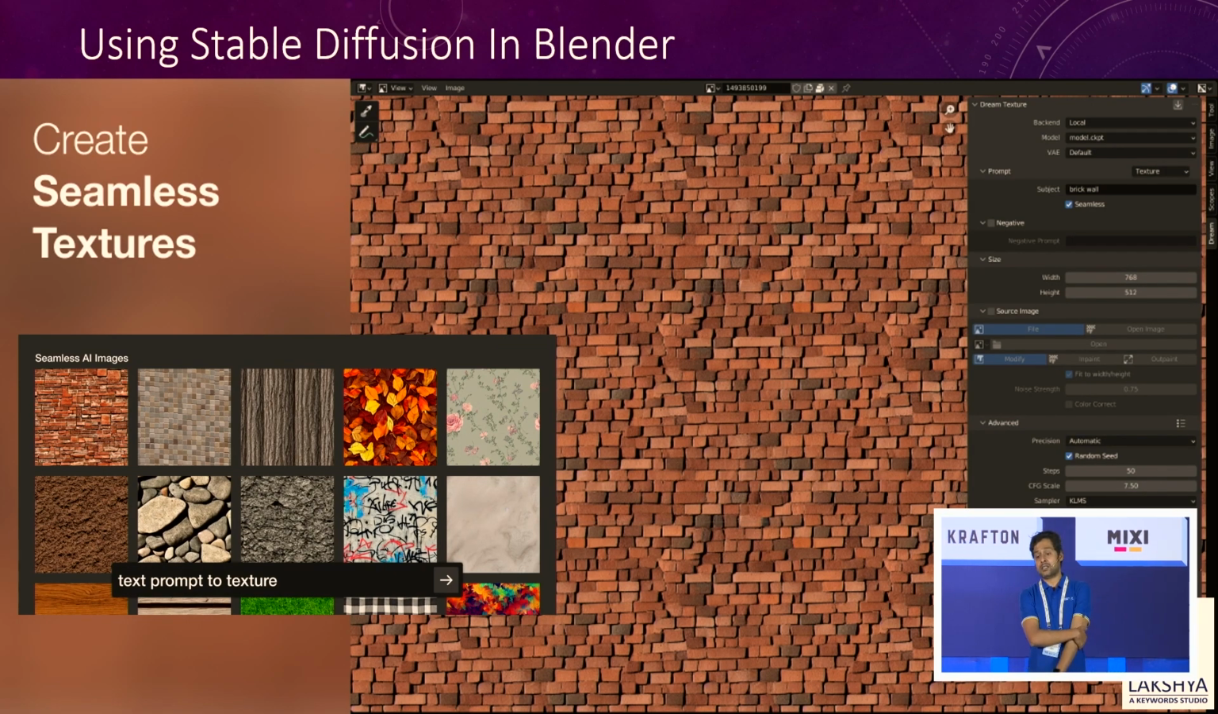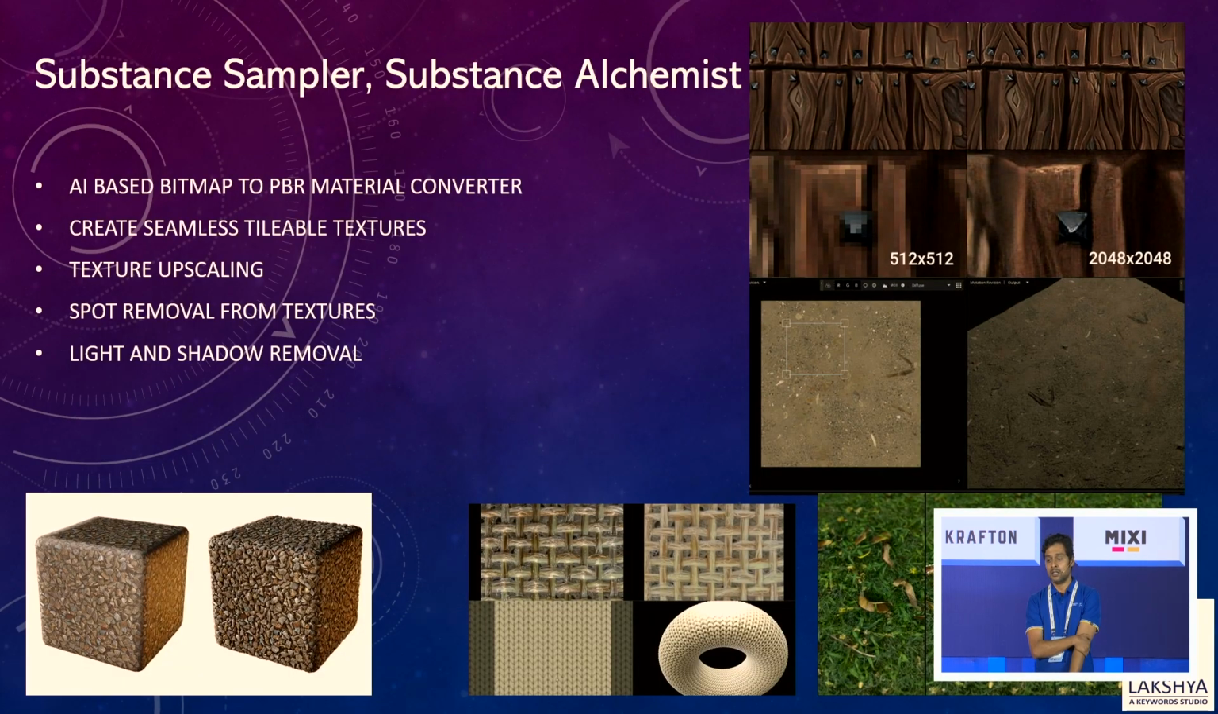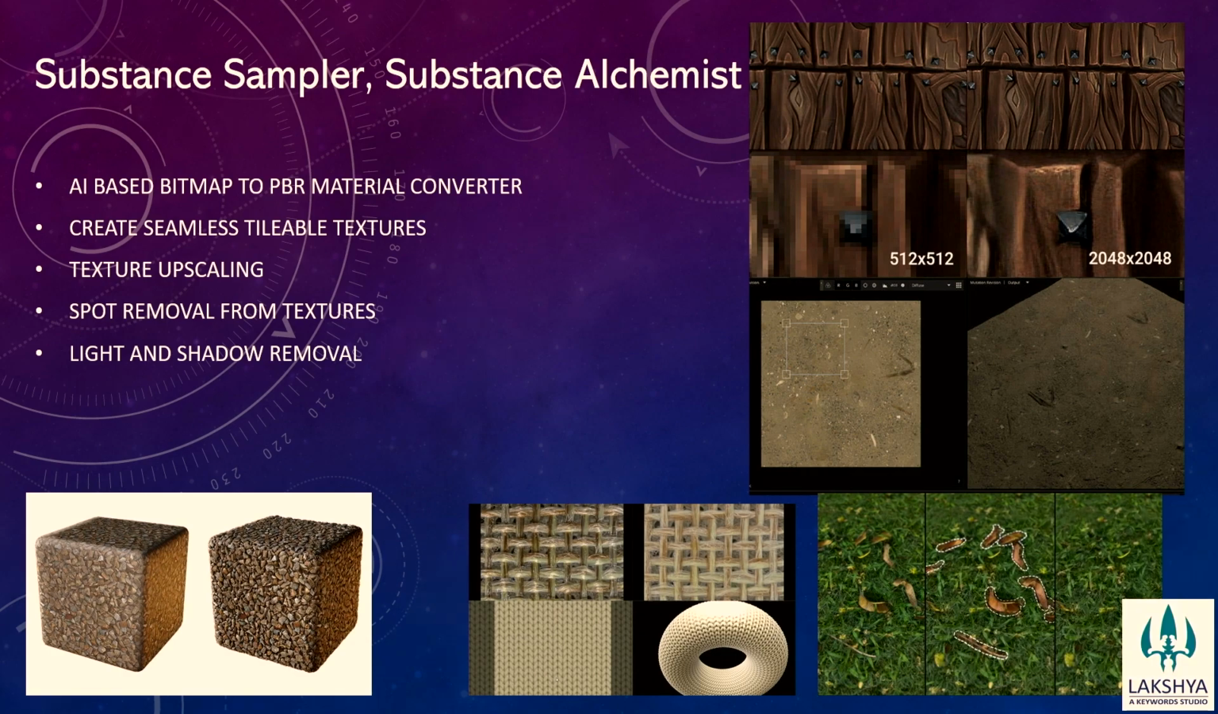If you want to create tileable texture, there is a plugin in Blender as well, a Stable Diffusion plugin, where you can put a prompt and you can generate tileable texture from there. Another AI-based tool where if you put an input image, from that input image you can make it tileable, you can upscale it, you can remove spots or dots or any artifacts from there. You can remove light and shadow from that image to make it a proper diffuse color.